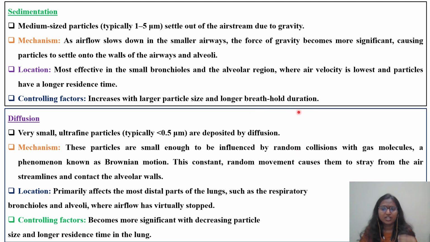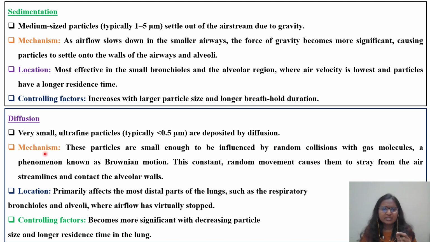That is sedimentation. So let's understand the next one, that is diffusion. Very small ultrafine particles, typically less than 0.5 micrometer. First one was greater than 5 micrometer, second was 1 to 5 micrometer, third one is less than 0.5 micrometer, and these are deposited by diffusion. First was inertial impaction, second one was sedimentation, third one is diffusion.